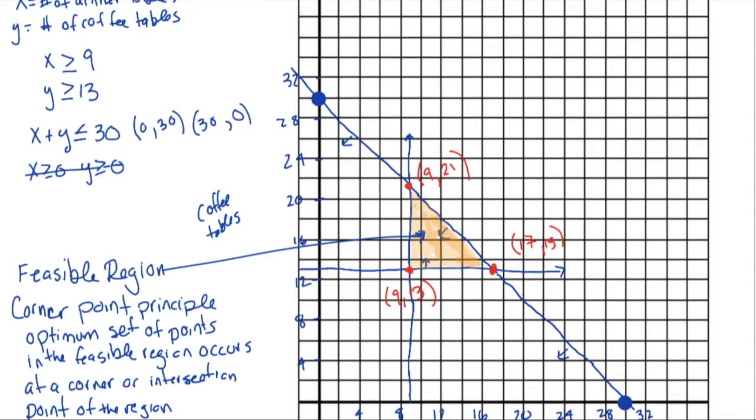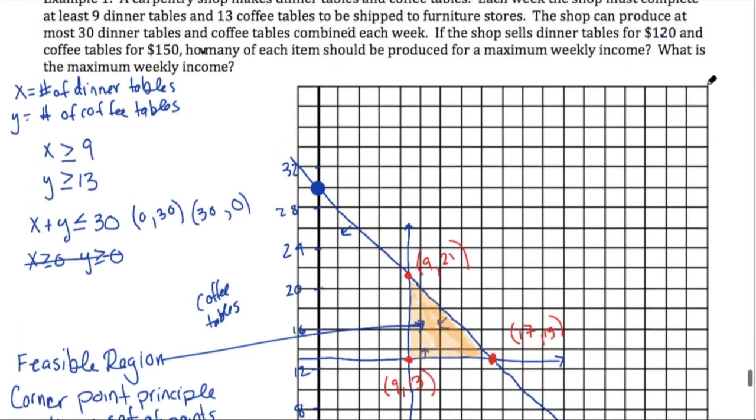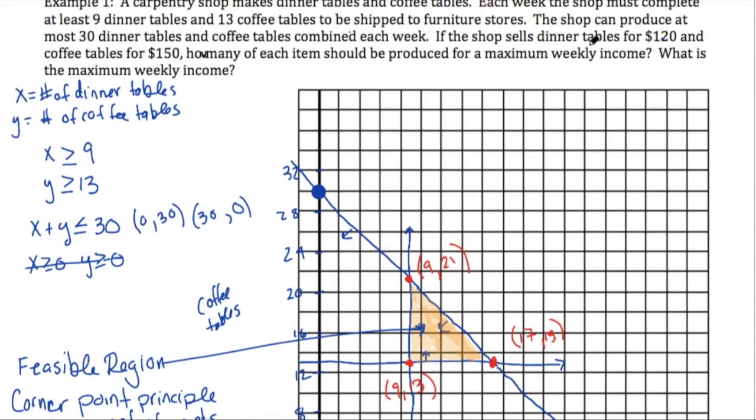Well, what do you mean test them? How do we even figure out how much income they would make from one of those? Well, now we need to reconsider the information in the problem. So it says dinner tables sell for 120 and coffee tables sell for 150. Dinner tables 120, coffee tables 150. That gives us our income.